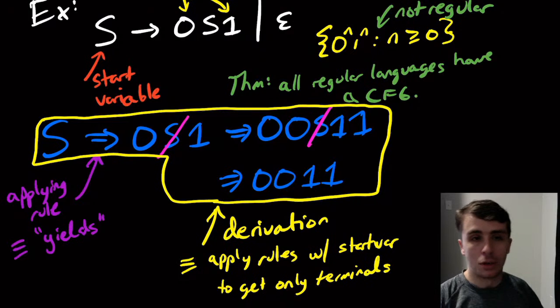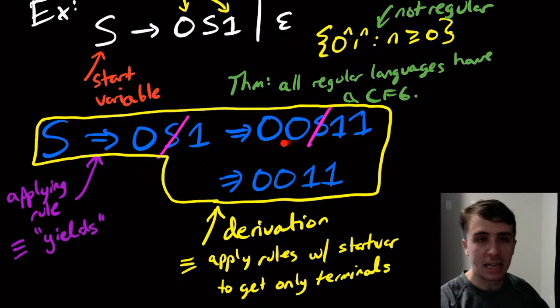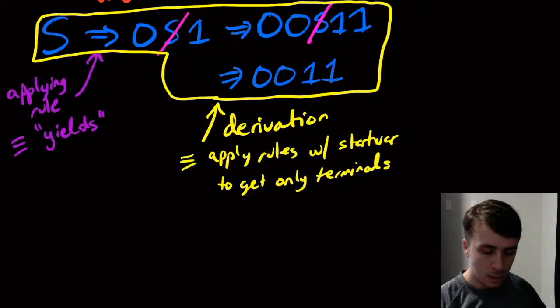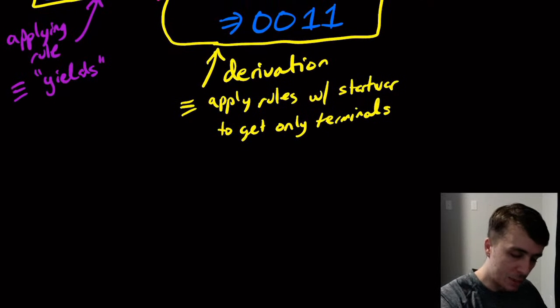Okay, so because we got only terminals in this case, this is called a derivation. If we stopped at, like, say, this point, or even this point, it would not be a derivation. Okay, so some other cases.